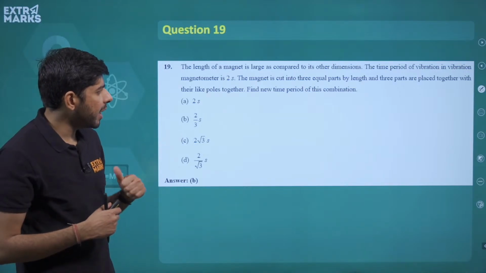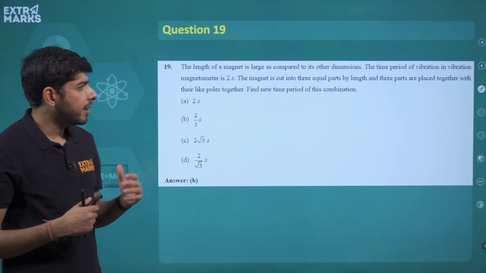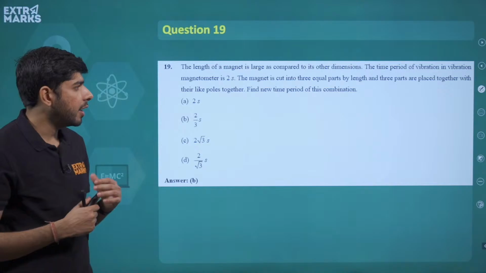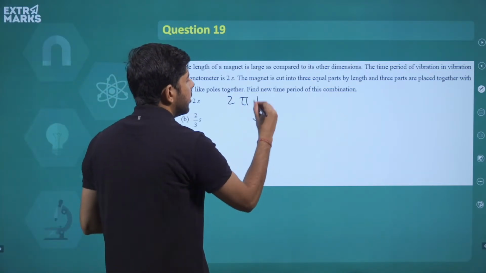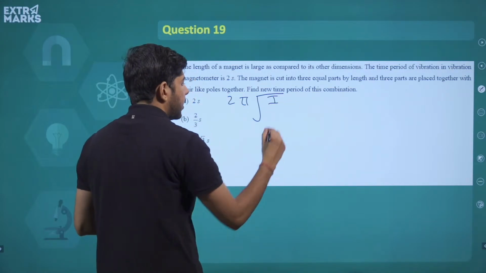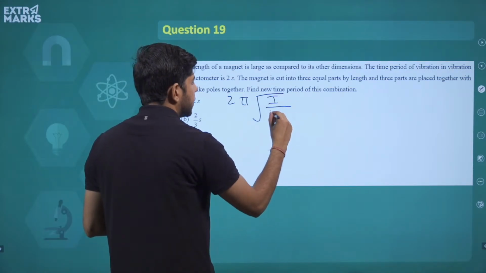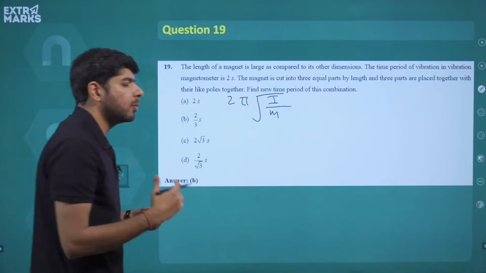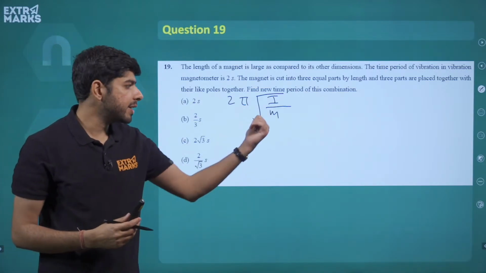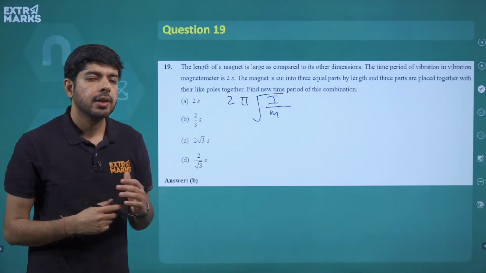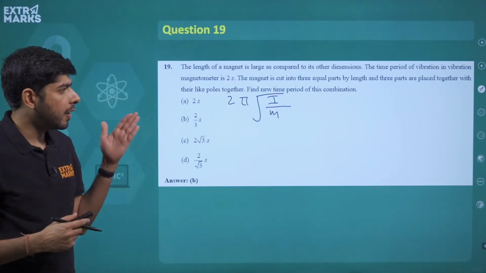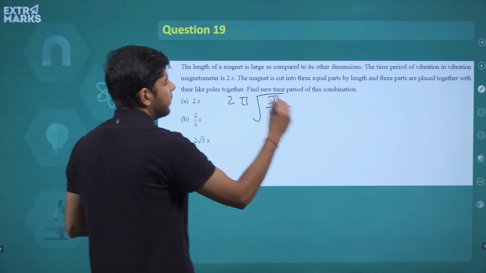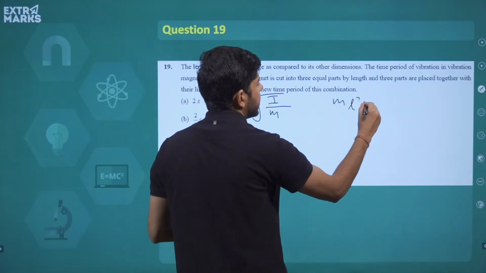So this is about magnetometer. Okay, and it is asking the time period. And guys, what is the time period of a magnetometer? So it is 2 pi root I divided by M. So what is I? I is the moment of inertia. All right, and what is M? M is the pole strength. All right, so here guys, the moment of inertia will change, because what is the moment of inertia of a magnet? So guys, it is like a rod, so ml square by 12.